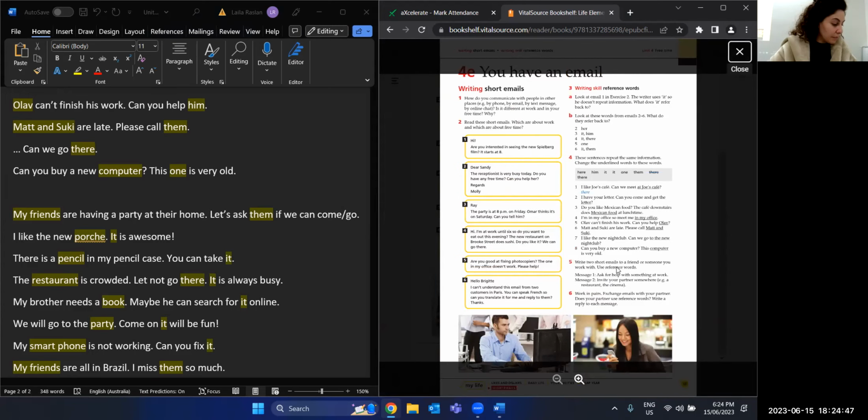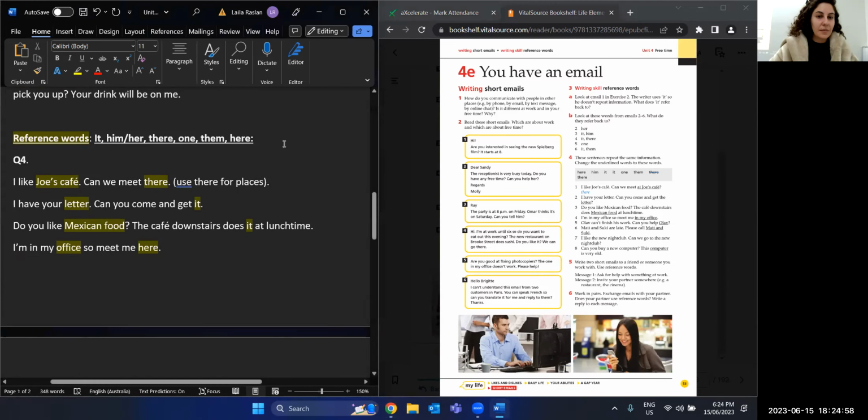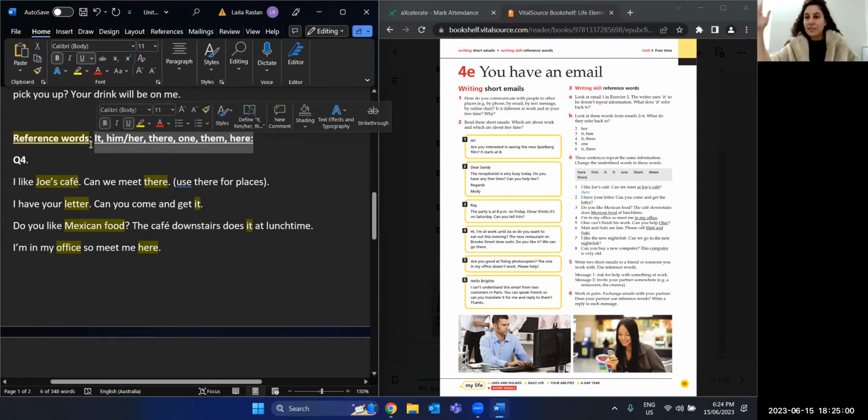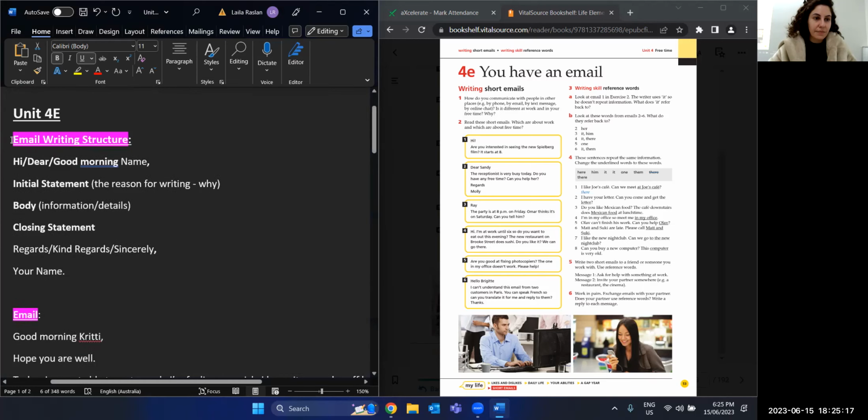2 short emails to a friend or someone you work with. Don't forget to use reference words. So we learned that these are reference words. And remember, they come after you've said what it is: him, her, there. You can't start a sentence with these words. So these are going to be emails, so we need to use this structure.